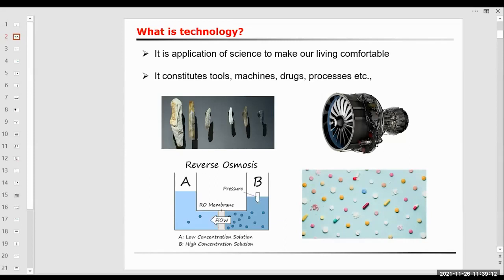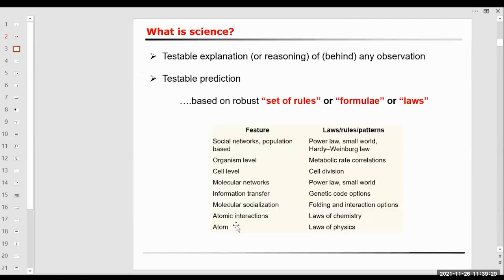Science is a robust set of rules and regulations which don't fail. And if we develop anything based on scientific principles, that technology also doesn't fail. That is the idea. But then what is science?